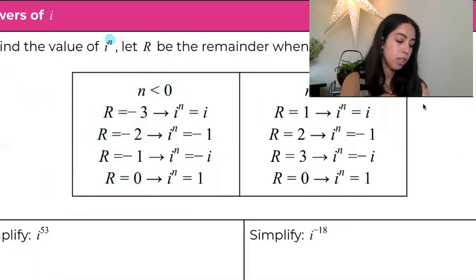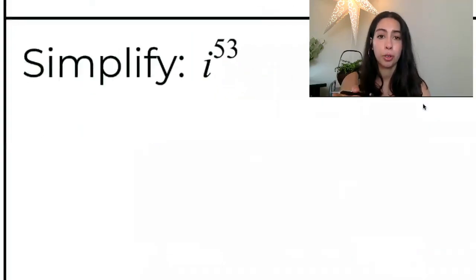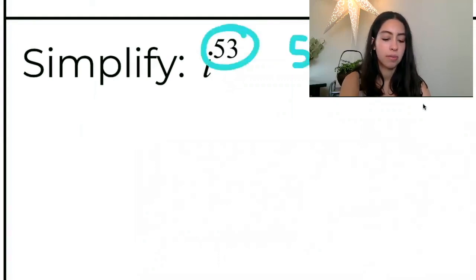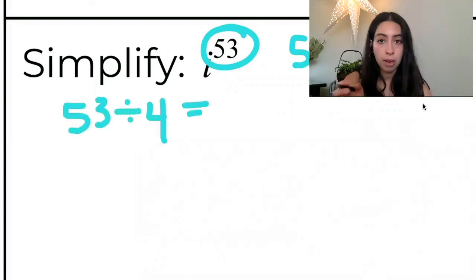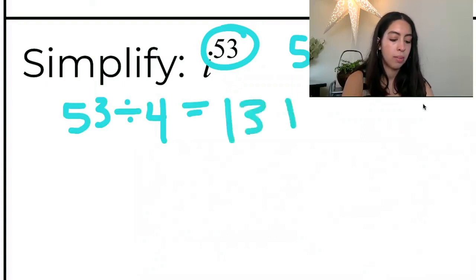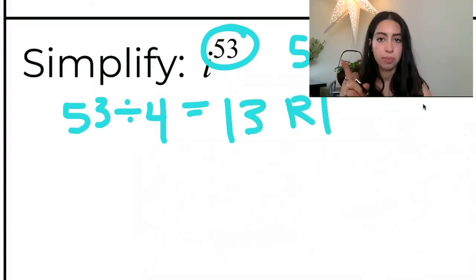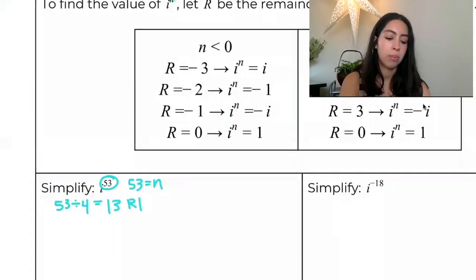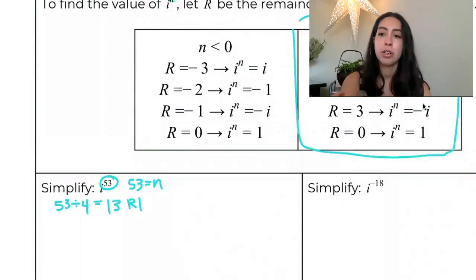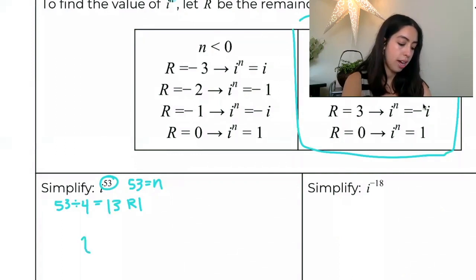So this first example, i to the 53rd power. 53 is my n, so I want to take 53 and divide it by 4. 53 divided by 4 is going to be 13, but I'm left with a remainder of 1. So I'm going to look at the chart. I know that my n is greater than 0, so I'm looking over on this side, and my remainder is 1, so I know my solution is going to equal i. i to the 53rd is equal to i.